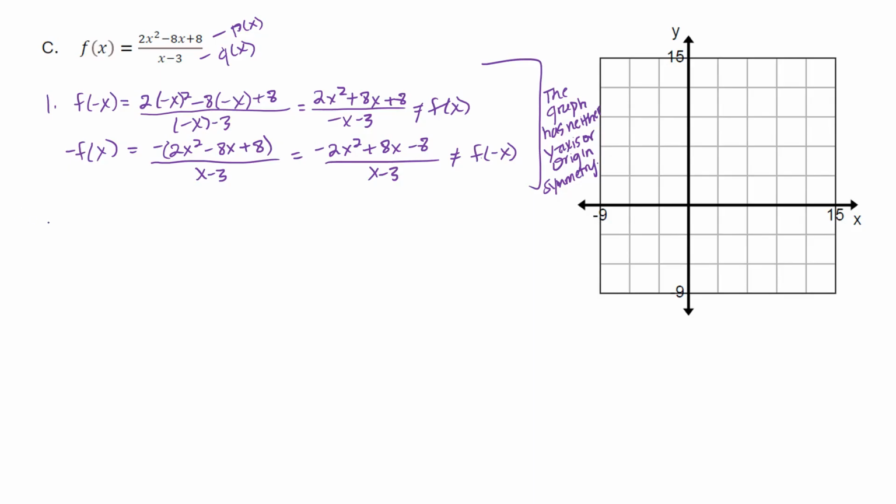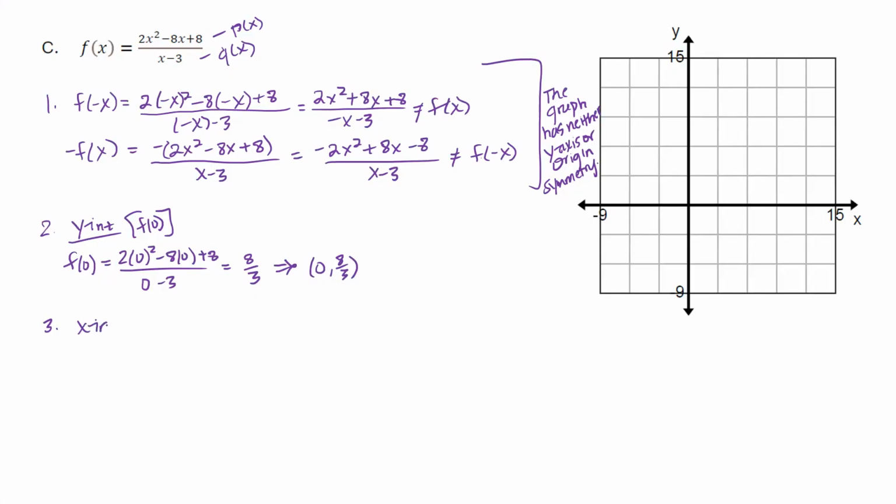Okay. So next is the y-intercept. So that's f of 0. So f of 0 equals 2 times 0 squared minus 8 times 0 plus 8 over 0 minus 3, which is 8 over 3, which gives us the point (0, 8/3).